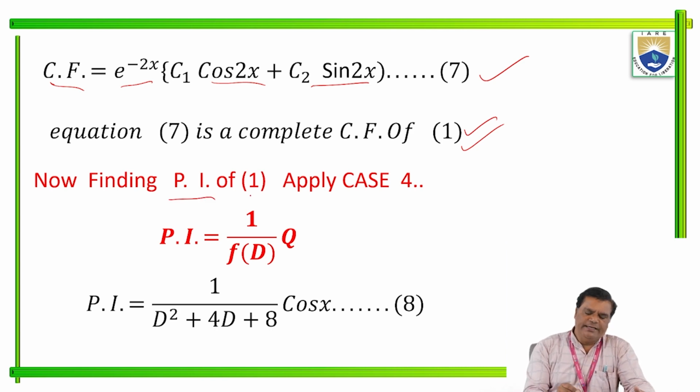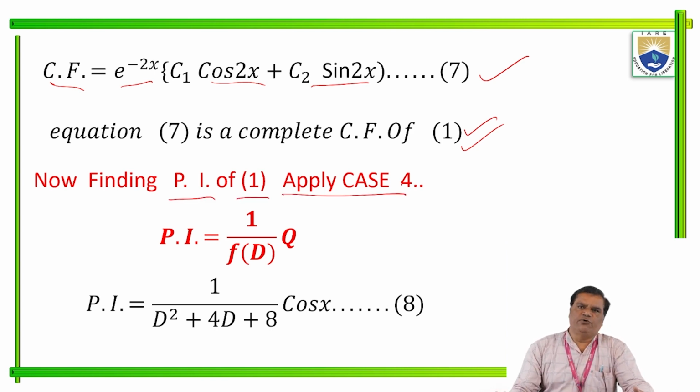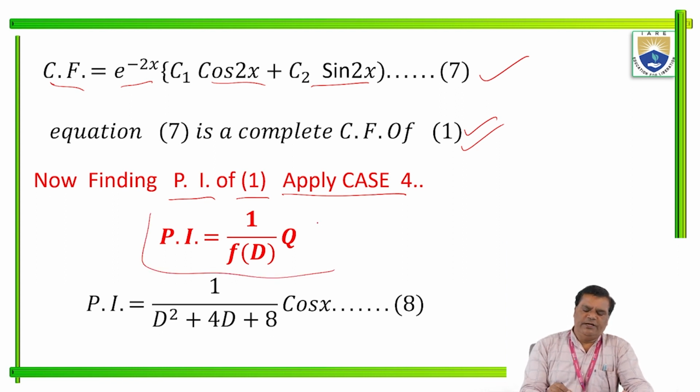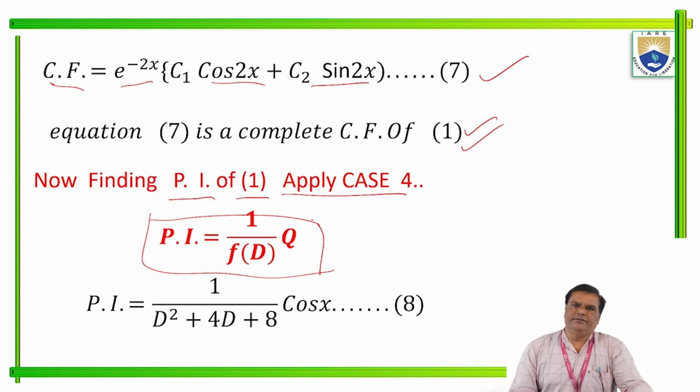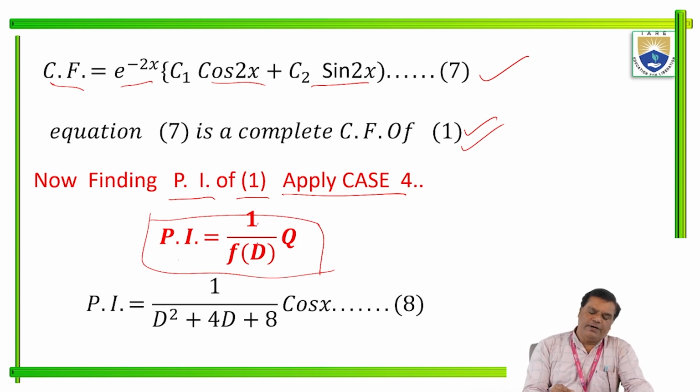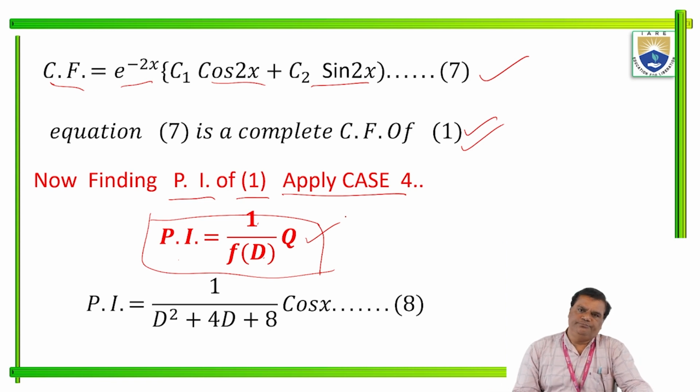Now finding the PI of 1, we apply case 4 again. The same case applies here, no change, because if Q is sin ax or cos ax, in both conditions we apply the same procedure. Now for PI, we apply this formula: particular integral equal to 1 upon f of d into Q.